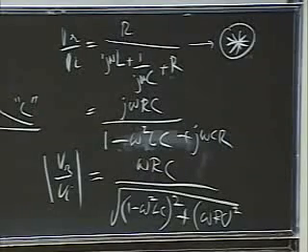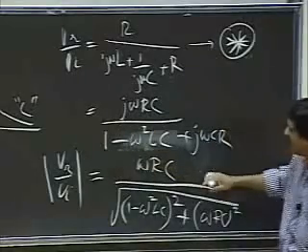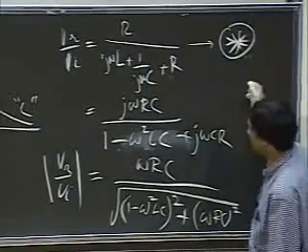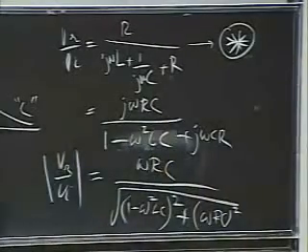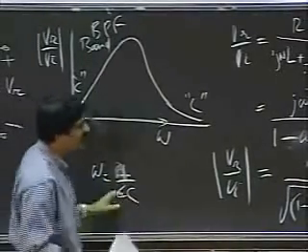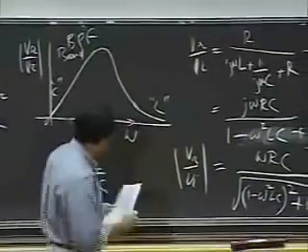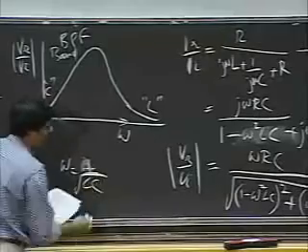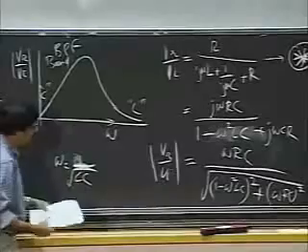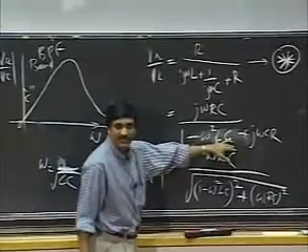So by staring at this, you realize a really important property. When omega equals 1 divided by the square root of LC, what happens? When omega is 1 divided by the square root of LC, then omega squared times LC becomes 1.